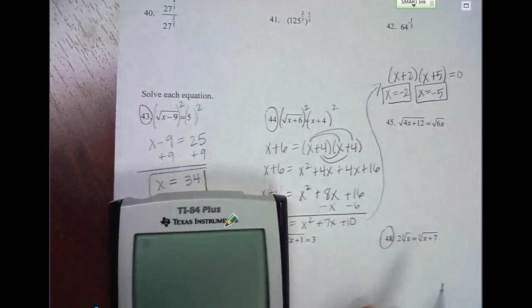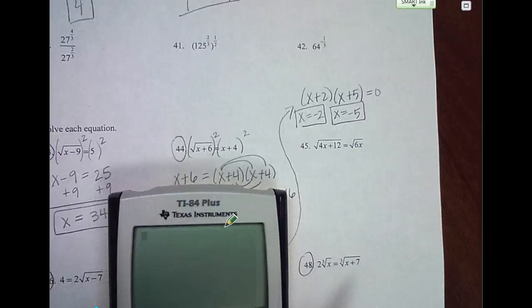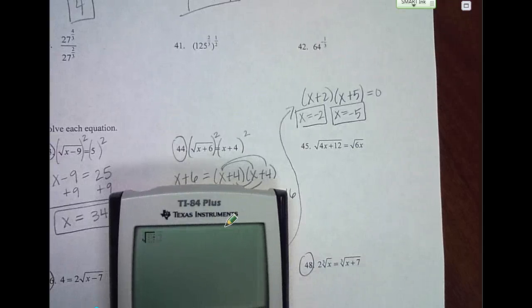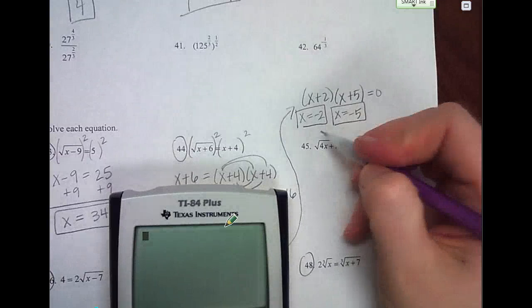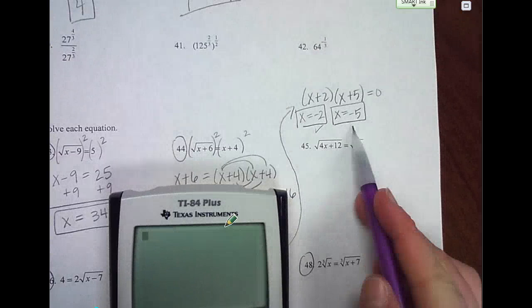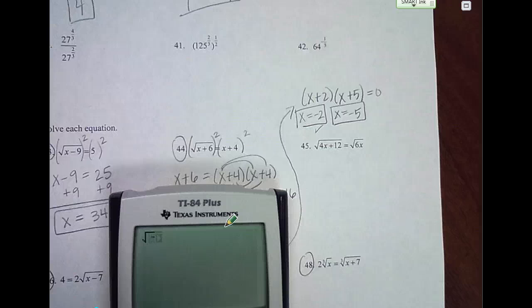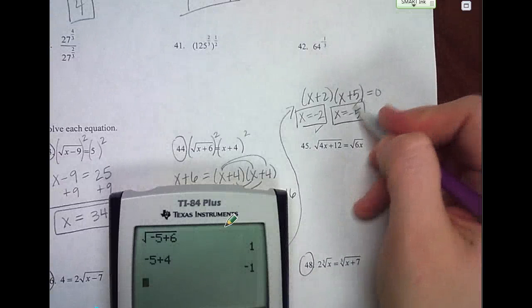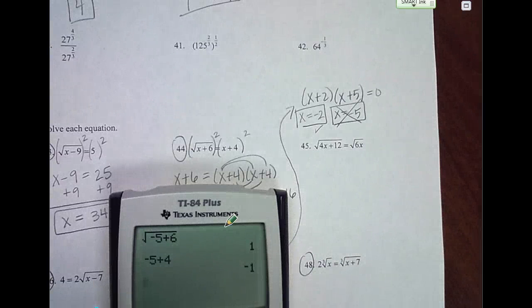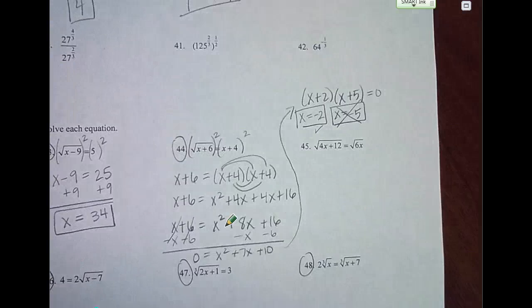Then on 44, let's check our two answers. So on the left, I'm going to do square root of negative 2 plus 6 equals 2. And on the right, I'll do negative 2 plus 4. That equals 2. So that one works. Then on the negative 5, square root of negative 5 plus 6 is 1. And on the right, negative 5 plus 4 is negative 1. So that answer does not work. So make sure you check your answers on your test.